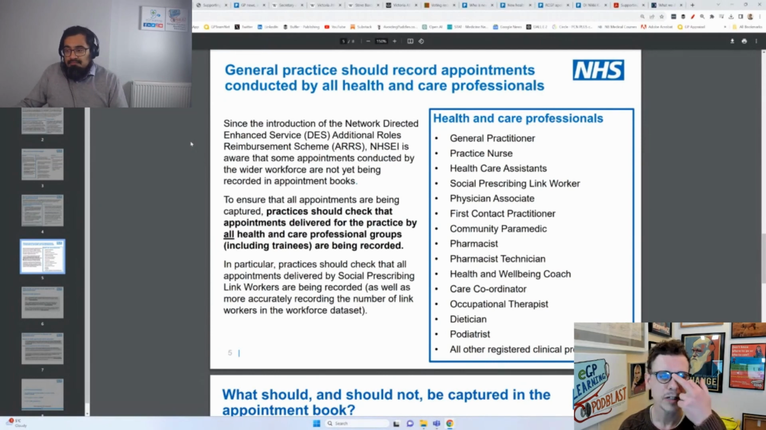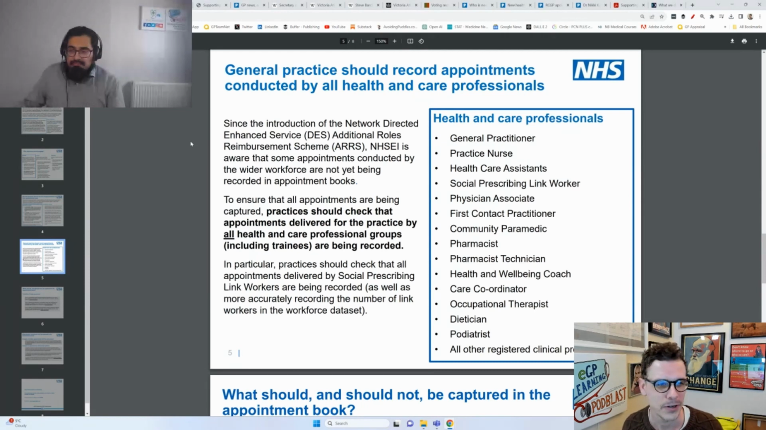Yeah, I mean, an observation for me here, Gandhi, about what is defined as an appointment is it's much more than a traditional appointment with a doctor or a nurse or a healthcare assistant, which might be what was traditionally recorded as an appointment at the beginning of the data.